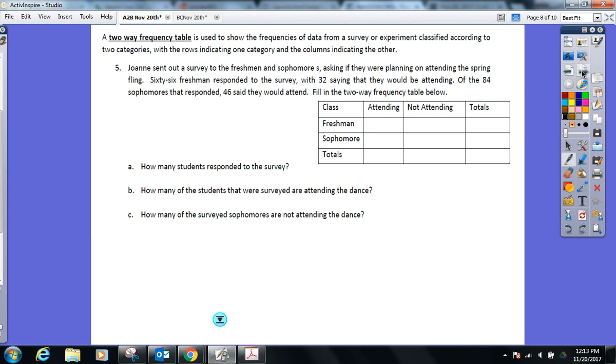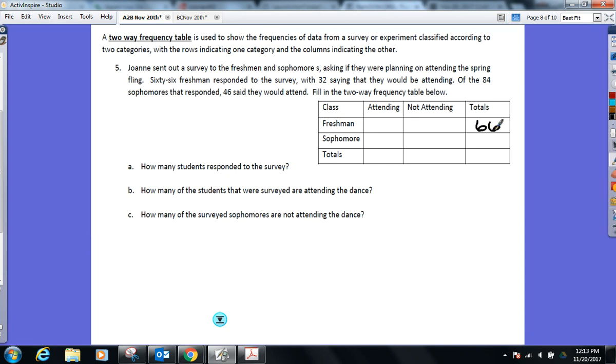All right. Here we go. 66 freshmen responded. Where's that 66 going to go in my table? Total freshmen. Yep, 66. 32 saying they're going to attend. And of the 84 sophomores who responded, 46 said they would attend. Four values are given, five are missing. Who cares? You can find them. All right, go ahead. Find those five missing values.